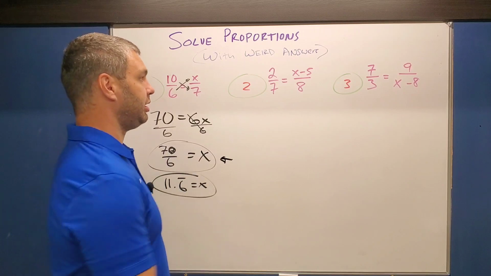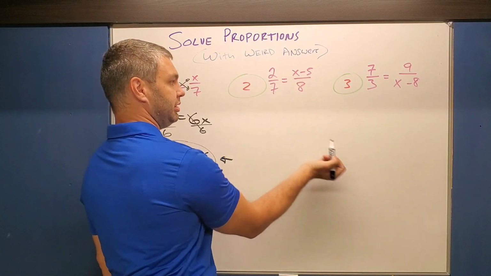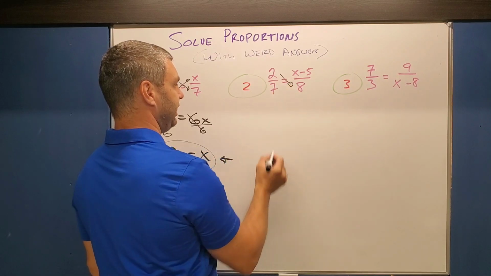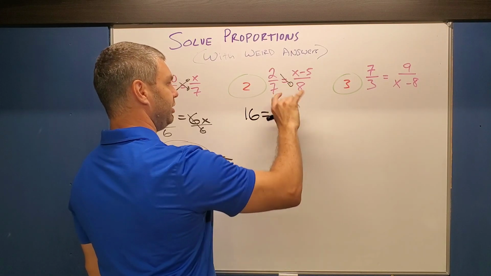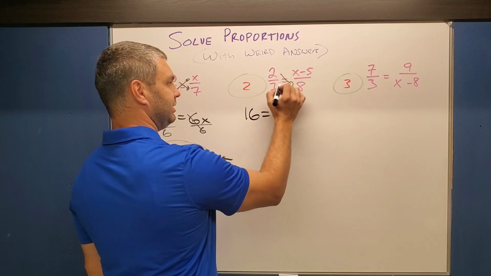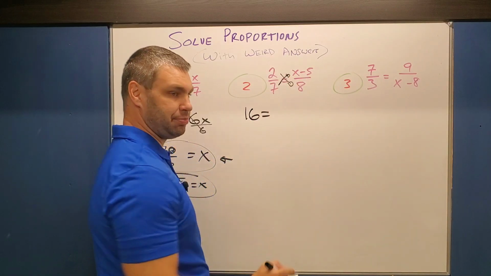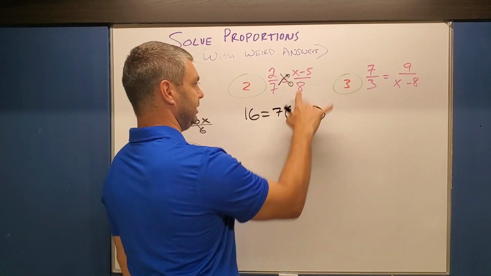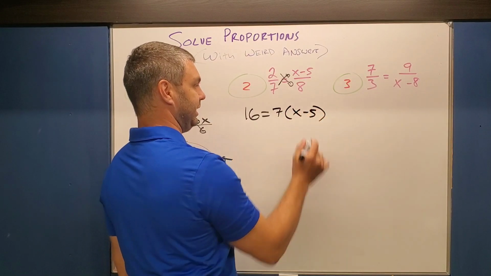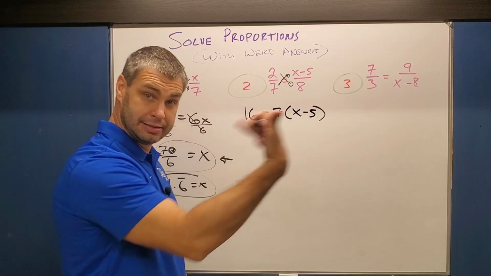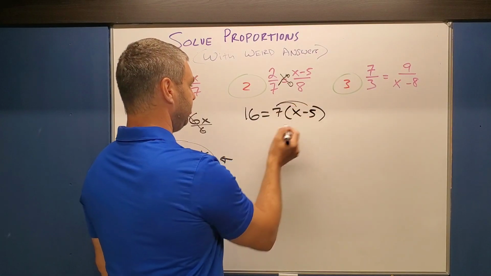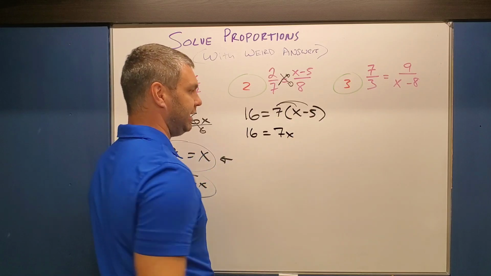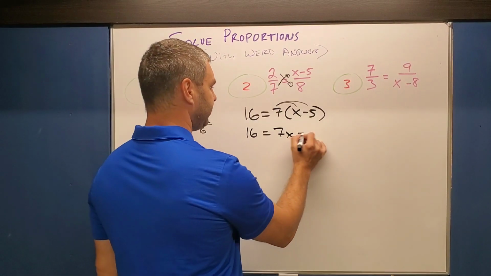Let's try a couple of others that have maybe a binomial or two terms in some of these different tops or bottoms. For example, this one is going to be 2 times 8, which is 16. And then when you have a monomial, one term, times a binomial, two terms, I like to put the single term on the outside of those sets of parentheses and put the binomial, the two terms, inside. Why do we do that? Because we can distribute in. So I'm going to have 16 equals 7x, and then 7 times the negative 5 is negative 35.